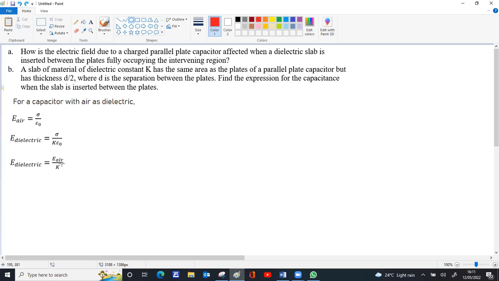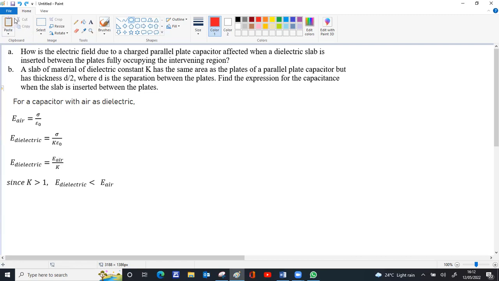And K value is 1 for vacuum. For the rest of all media, K is greater than 1. When you divide a quantity by 1, it will be the same. When you divide by a number greater than 1, the result will be less compared to the quantity getting divided. So E with dielectric becomes less compared to E with air. So this is the mathematical explanation. Here the field with dielectric becomes E air by K, but K is greater than 1, so the result becomes less than the existing value.